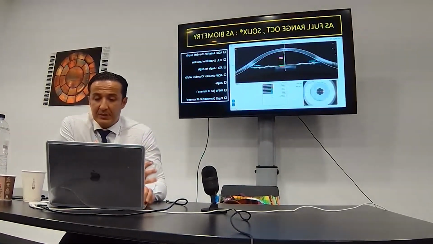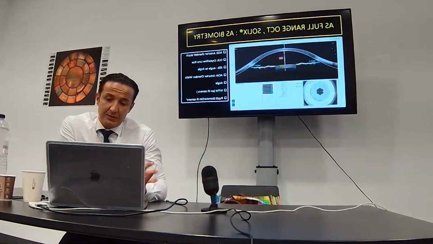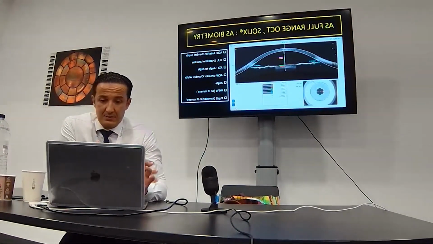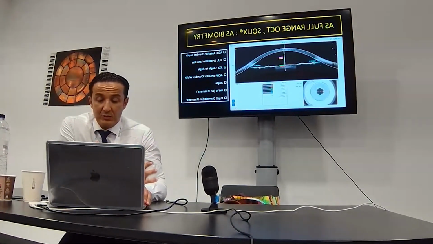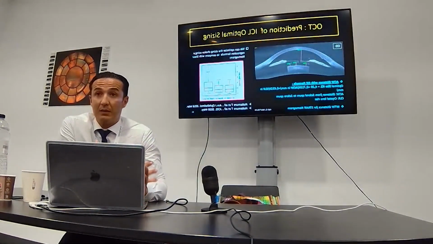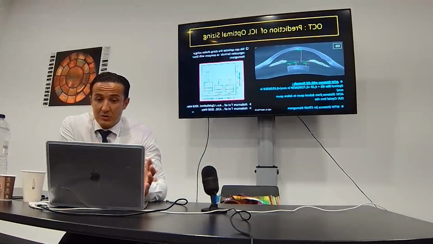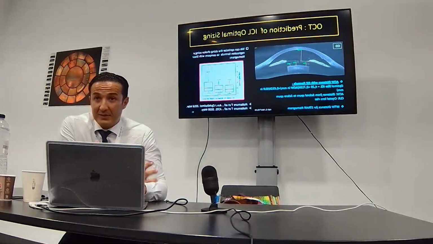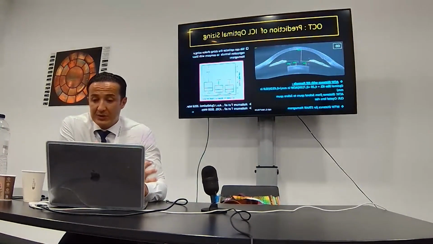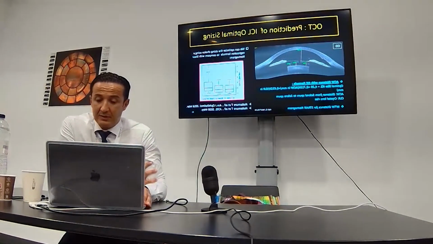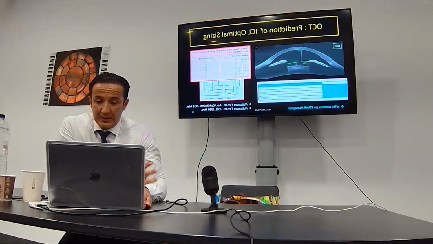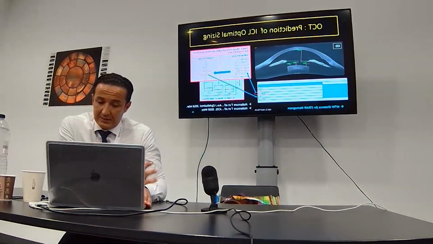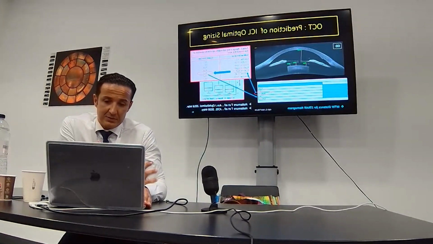And look here, now is upcoming software with an automatic biometry, and you can use this information to help the choice of ICL diameter using a regression formula such as the Nakamura formula, and you can predict also the vaulting before the surgery.